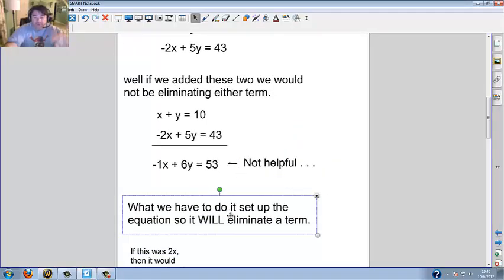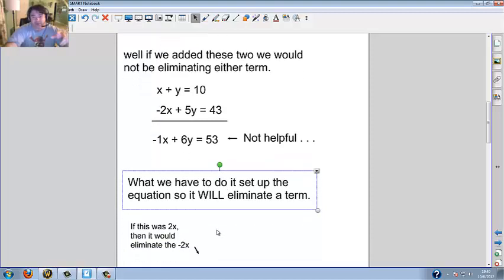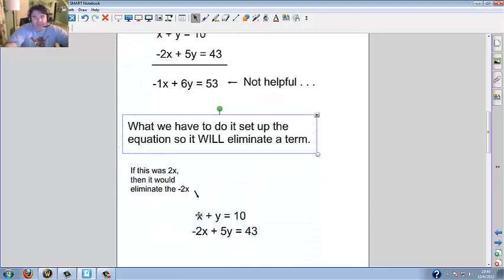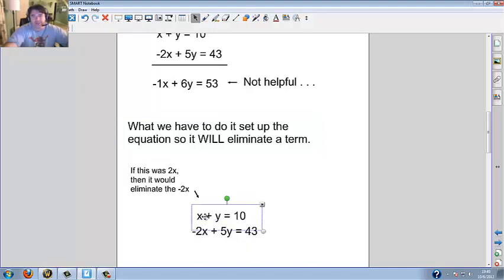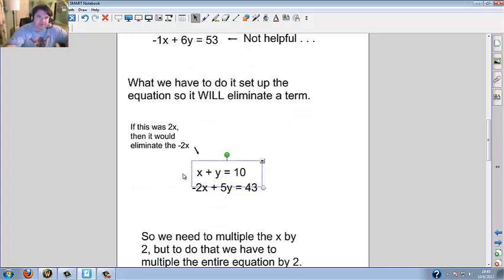But what we will do is set up the equation so it can eliminate a term. Simply put, x won't get rid of negative 2x, but positive 2x would get rid of negative 2x. So if I change this to a 2x instead of an x, I'd cause that opposite and get rid of it. Well, how do you do that?